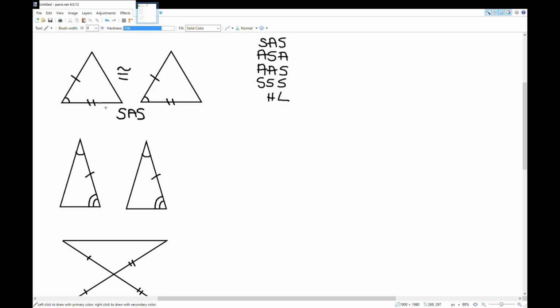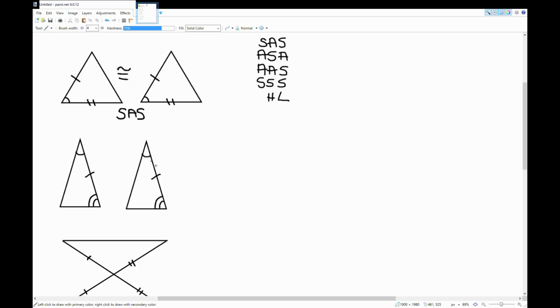Now, if we start here and tried going this direction, we'd have a side, skip an angle, skip a side, skip an angle, get to the side. We can't do that. So let's start down here and let's go clockwise. I've got a side. Next thing up is my angle. Next thing up is my side. Side, angle, side again, like we already had.